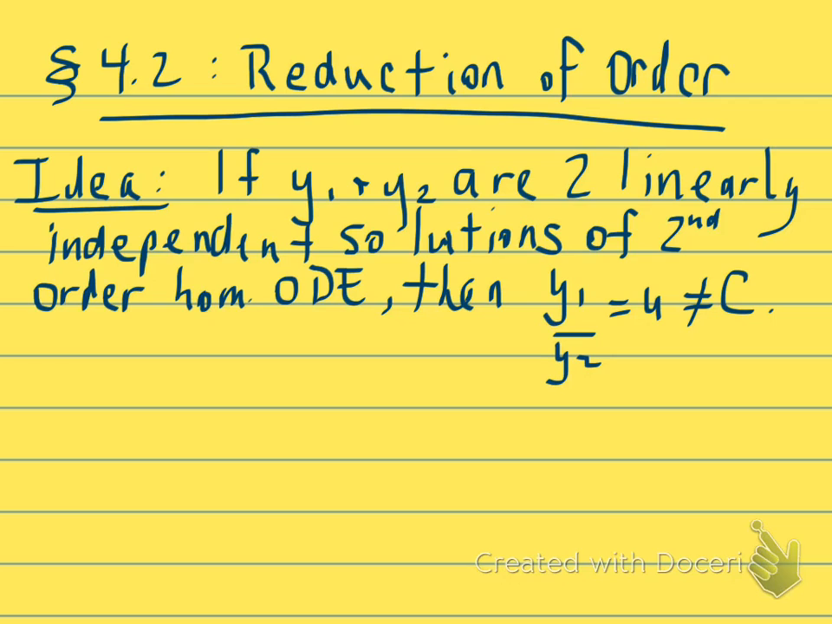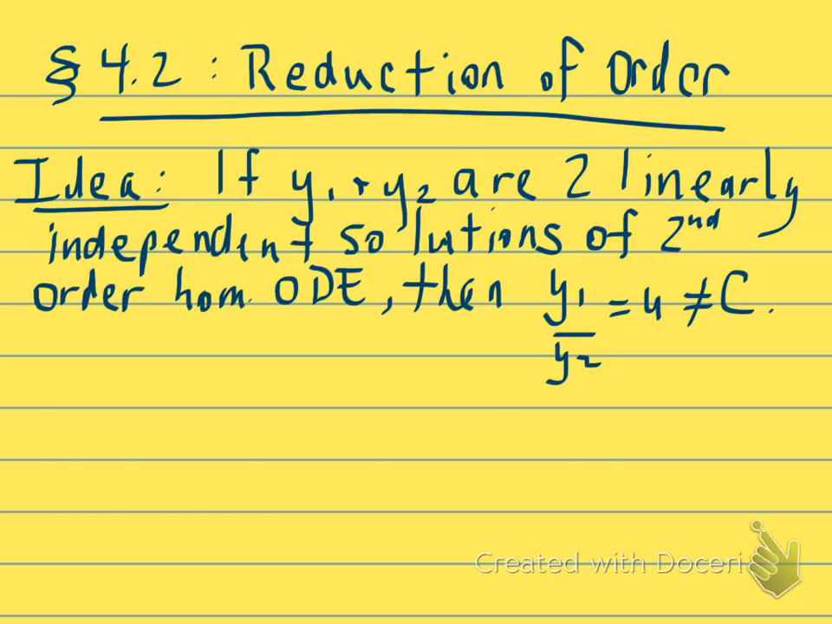Let's assume that I have two linearly independent solutions of a second order homogeneous ordinary differential equation. Then we know, based on what we proved in class, that y1 divided by y2 is not a constant. So it's some function that is not constant. And we can divide by y2 with no problems because we know y2 is not the zero function, since this is a linearly independent set of solutions.